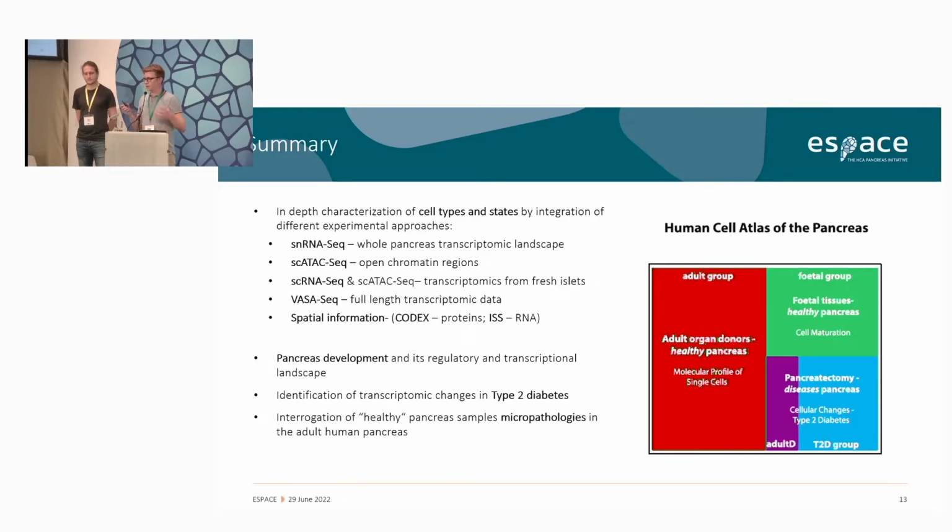The other aim of the consortium is to identify the transcriptomic and regulatory changes that occur in type 2 diabetes. And this is highly interesting for us, and for that reason we really need to annotate the cell types properly and come up with ways where we can integrate the disease samples into the healthy reference atlas. And we are seeing that the interrogation of healthy pancreas is offering some surprises in the way of micropathologies, and we are really interested in exploring this further, trying to understand how these micropathologies could predispose to later disease.